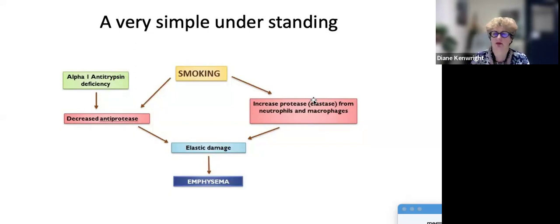So let's have a think about this. It's a bit like a seesaw, right? So normally we're like this. Alpha-1 antitrypsin disease means that the trypsin levels increase and are more active. And if you smoke as well, then that happens even more because you get increased protease.